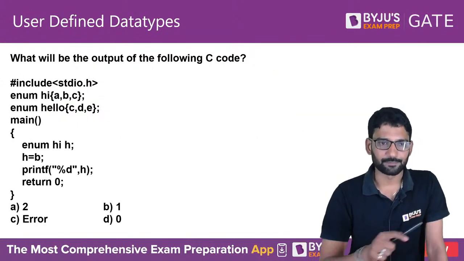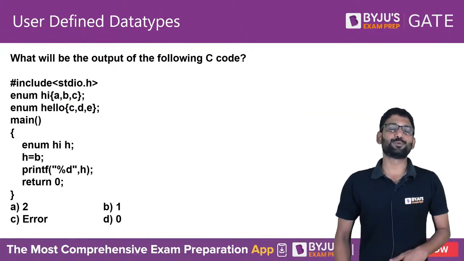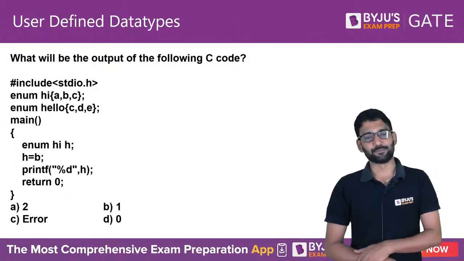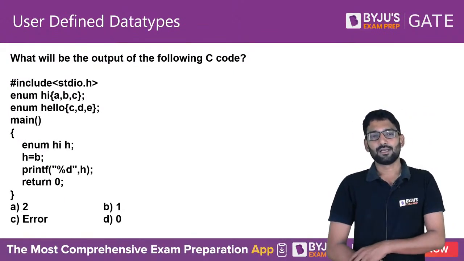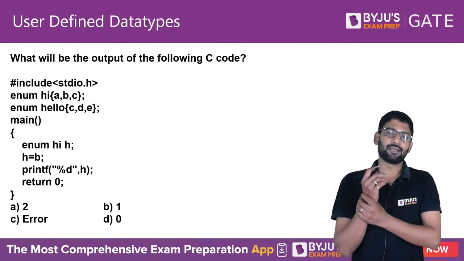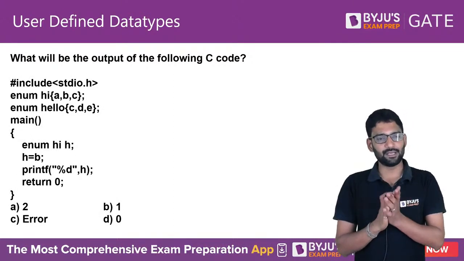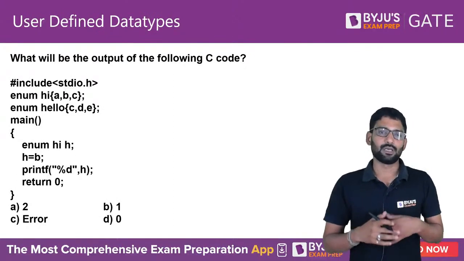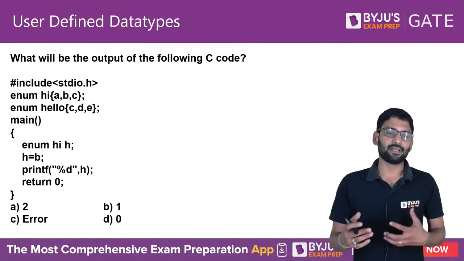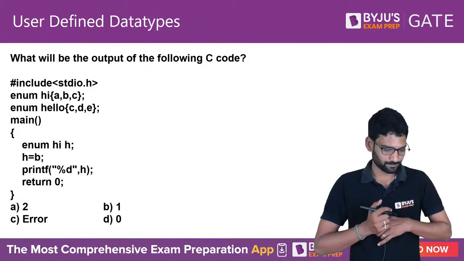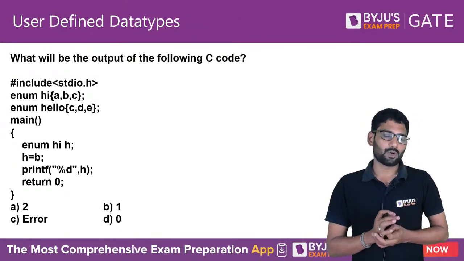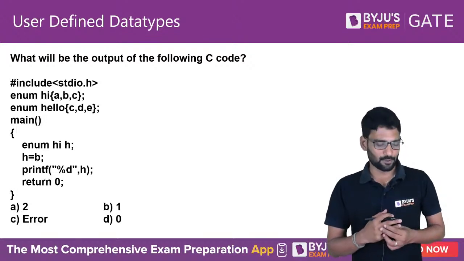Next question. What will be the output of the following C code? enum hi {A, B, C}; enum hello {C, D, E}; enum hi H; H equal to B; print H. What would be the output of the following C code?